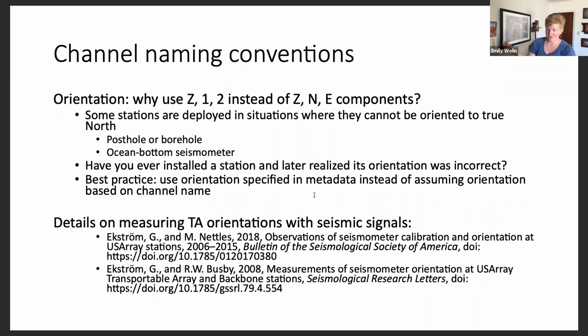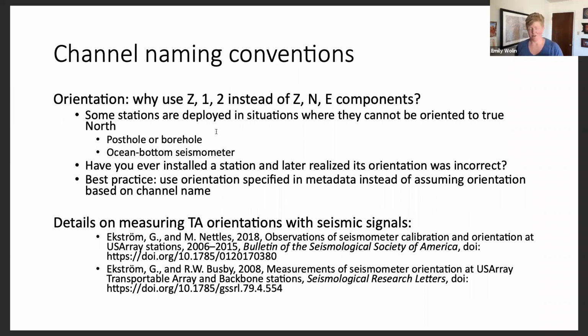Many seismic stations are deployed in situations where you can't orient them precisely to true north, right? So if you have a station down a borehole or a post hole that's tens of meters or hundreds of meters deep, by the time that instrument gets lowered all the way down, you don't really have a good way to precisely align that station with true north. If you're doing an ocean bottom seismometer deployment, you throw it off the edge of the boat, it lands in an orientation, but you do not have a good way of aligning that to true north.